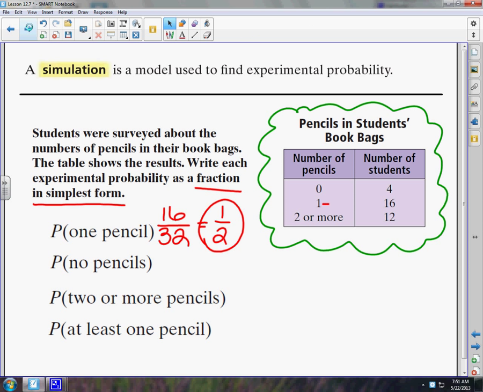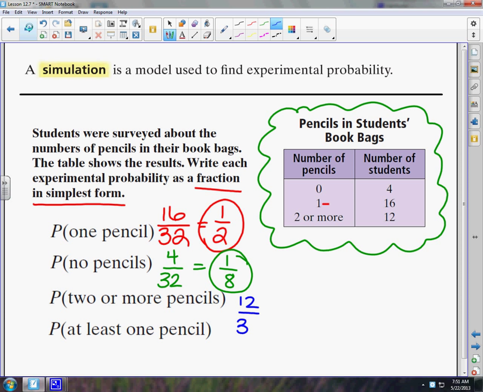So what's the probability of no pencils? That would be 4 out of 32, which is 1/8. And the probability of 2 or more pencils would be 12 out of 32. If I divide them both by 2, it would be 6 over 16, and then I can do 3 over 8.